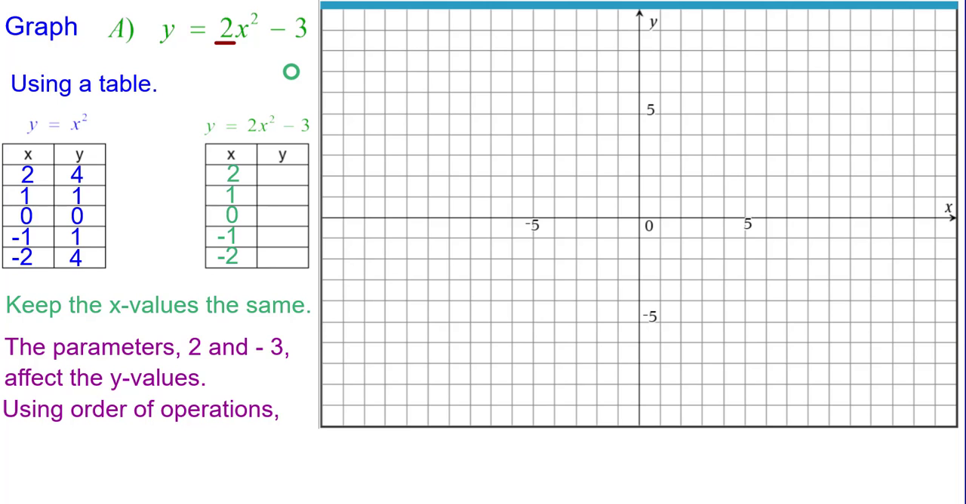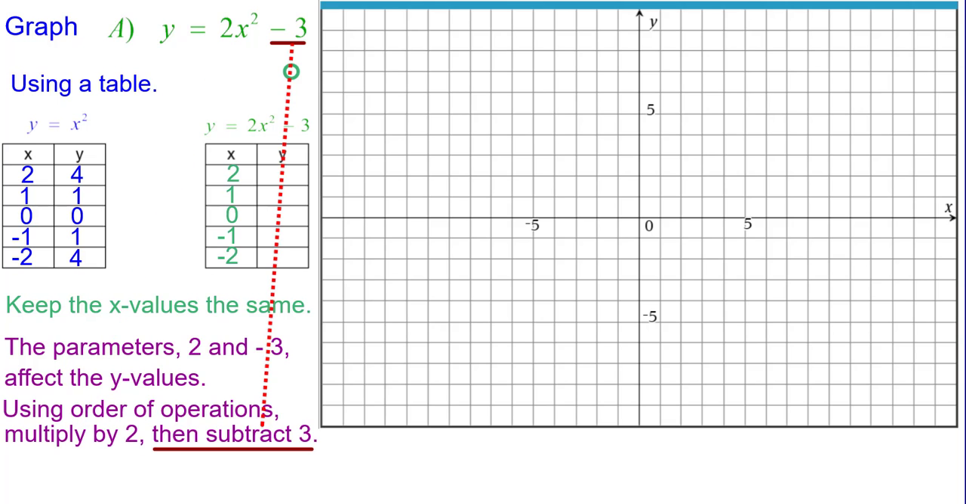We need to use the order of operations, which remember is multiplication, division, and then addition and subtraction. So we multiply the y value by 2 first, and then subtract 3 second. It's important that we follow the order of operations. So 4 times 2 minus 3 would be 8 minus 3, which is 5. And we'll plot that point, 2 comma 5.